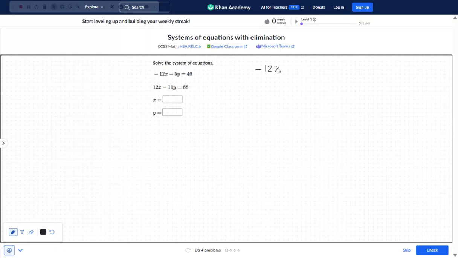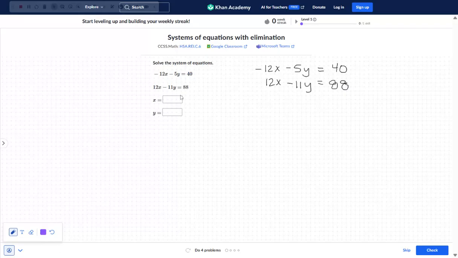We've got negative 12x minus 5y equals 40. And then we've got positive 12x minus 11y equals positive 88. All right, and before we just dive in, we're scanning. We know when we eliminate, one of the variables is going to be canceled. It's going to be gone.